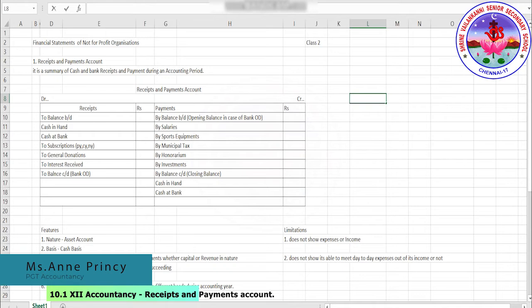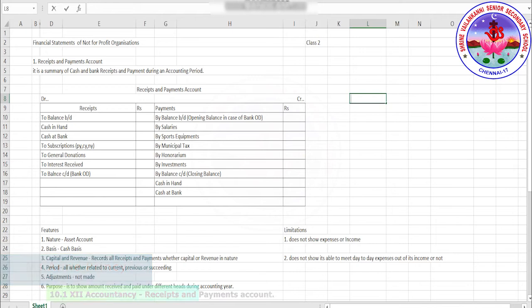This session, we are going to discuss class 2 under financial statements of not for profit organizations. In the first class, we discussed the concept of a not for profit organization, and how funds are received by it. We also discussed how financial statements can be prepared using the receipts and payments account, income and expenditure account, and balance sheet.